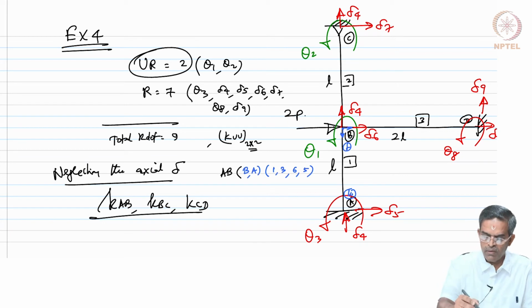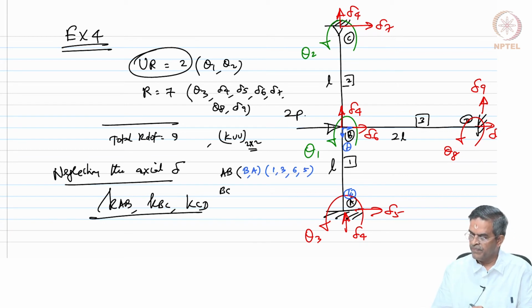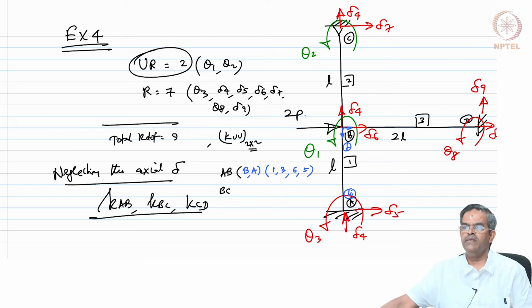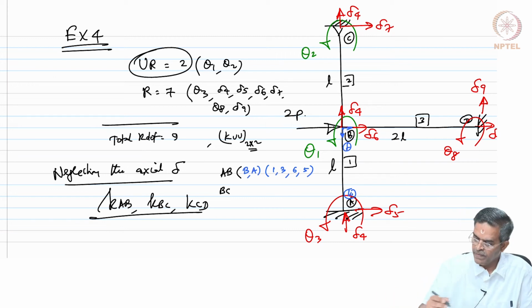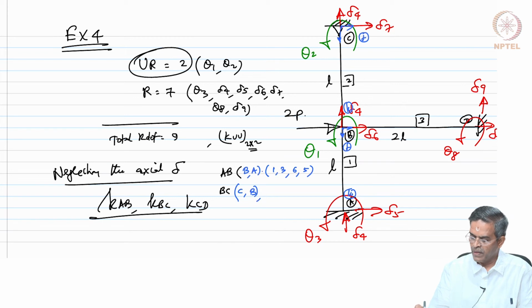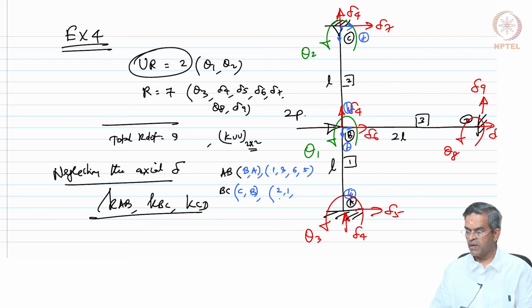Let us do it for the member BC. For the member BC, we will take the jth end here and kth end here. So, the jth end is at C and kth end is at B, and the labels are rotation at the jth end, rotation at the kth end, displacement along positive y at the jth end and at the kth end.